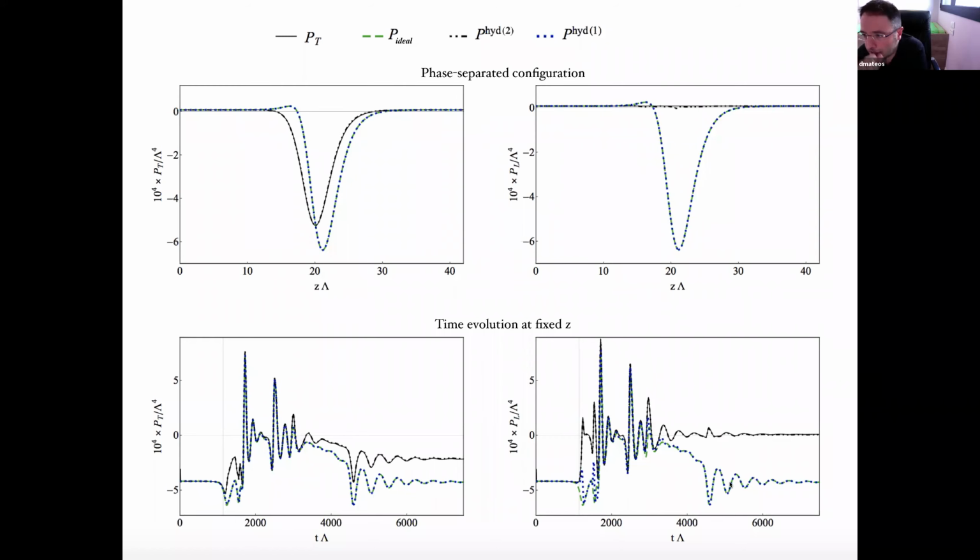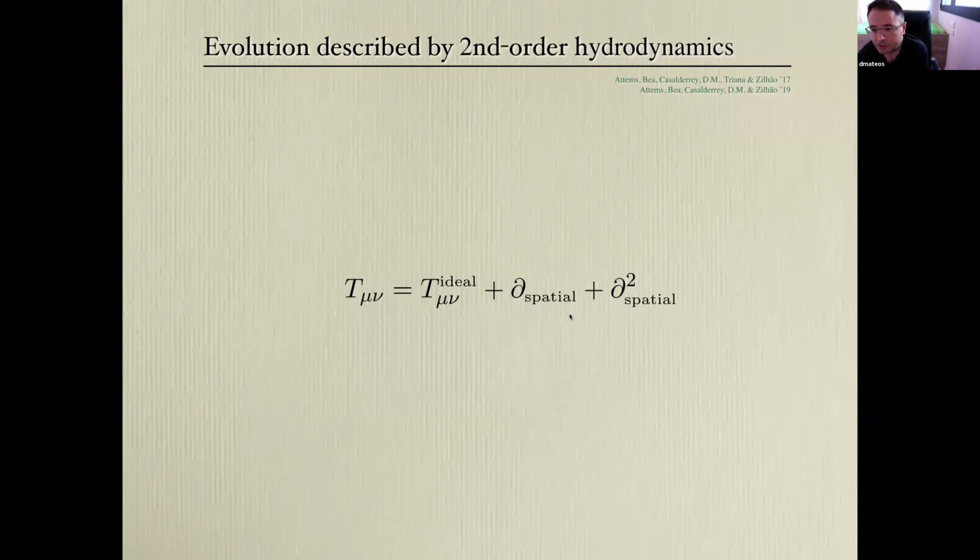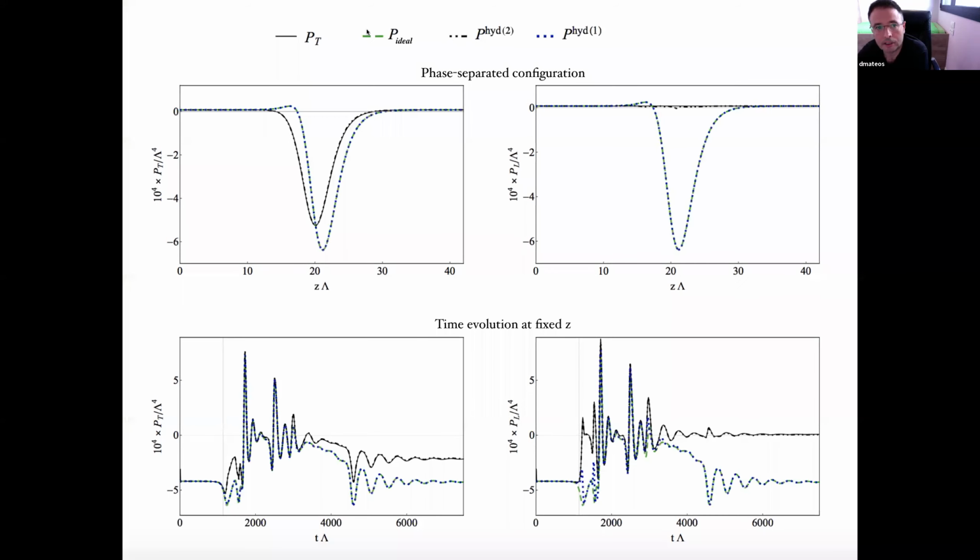This is something that you should have expected from first principles. The reason is that at least in the phase separated configuration, you know that that's an equilibrium time independent configuration, so all the velocities are zero. That means that all these terms, which are proportional to the velocity or gradients of the velocity, vanish identically. That's why the blue curve and the green curve are on top of one another. There's no difference between ideal and first order hydro because the velocity is zero. And you know that ideal hydro, which is simply applying the equation of state pointwise, cannot describe the phase separated configuration.